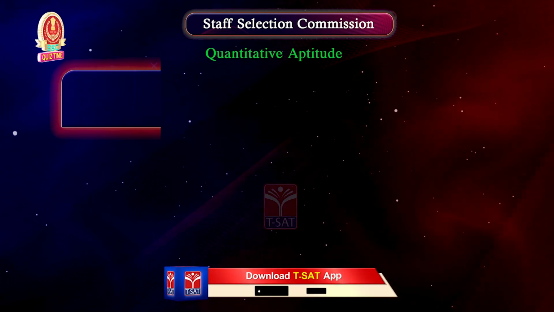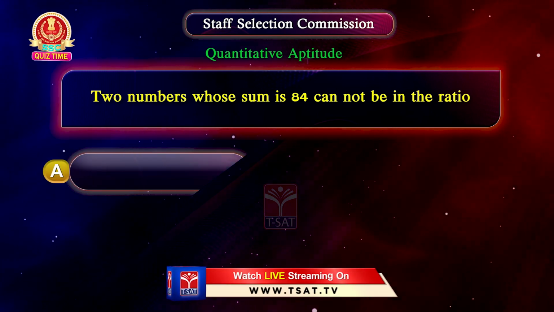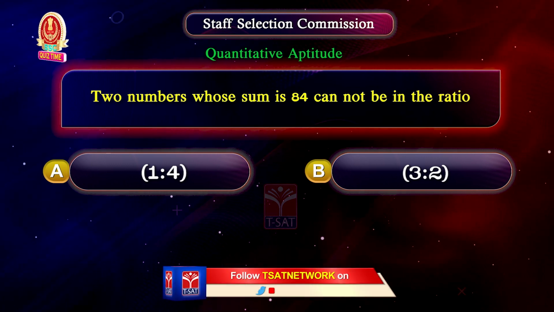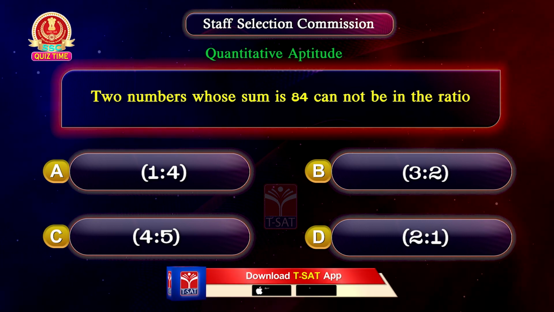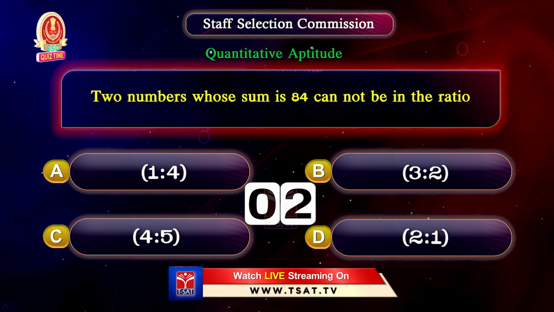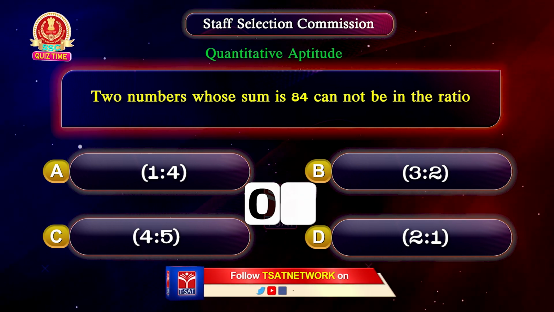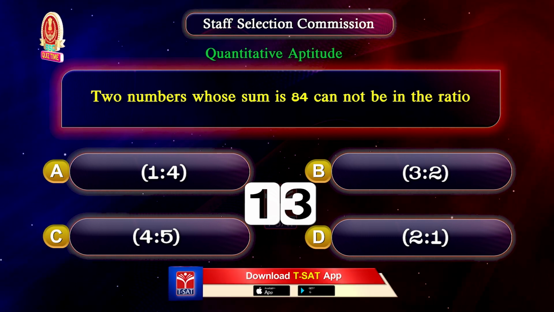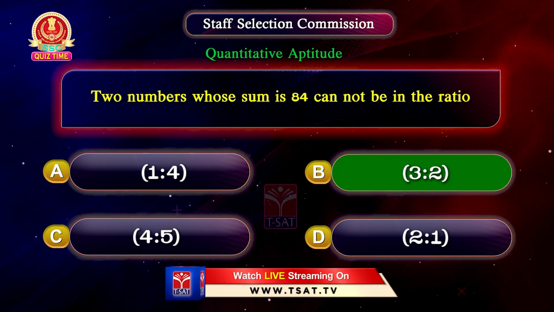Next question. Two numbers whose sum is 84 cannot be in the ratio: option A, 1:4; option B, 3:2; option C, 4:5; option D, 2:1. Your time starts now. The correct answer is option B, 3:2.